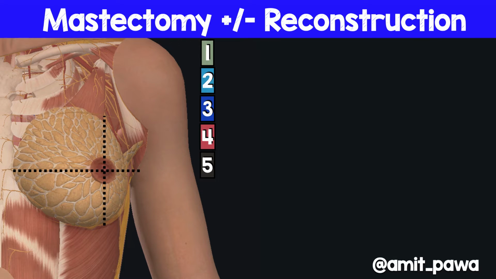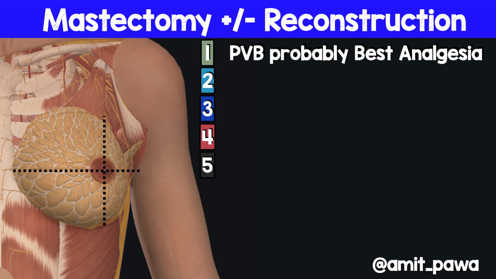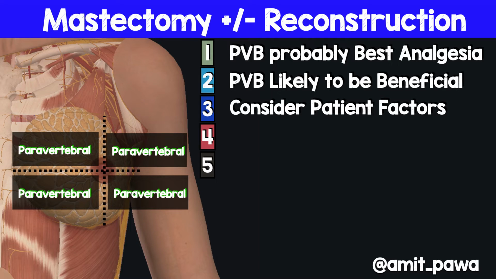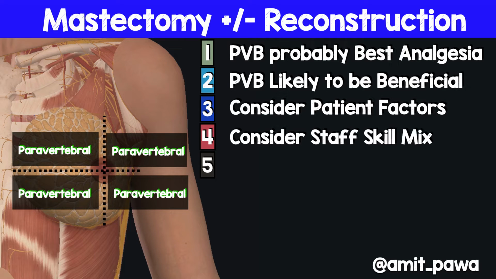When it comes to mastectomy plus or minus a reconstruction, then probably the paravertebral is going to provide the best analgesia, and it's likely to be beneficial because of that zone of coverage that you get. Again, you might want to consider patient factors. Is there anything that would make you think, well, actually it's not safe to perform that block? And again, the staff skill mix. It may be that whilst you think paravertebral block would be the best block to perform for a mastectomy, you may not be comfortable or confident to perform those blocks.